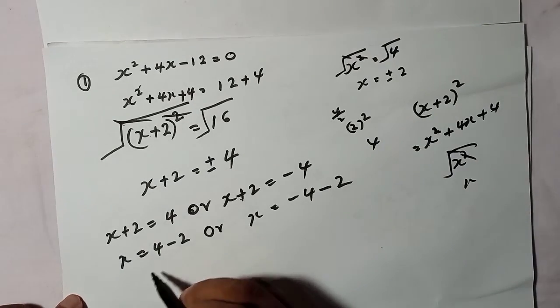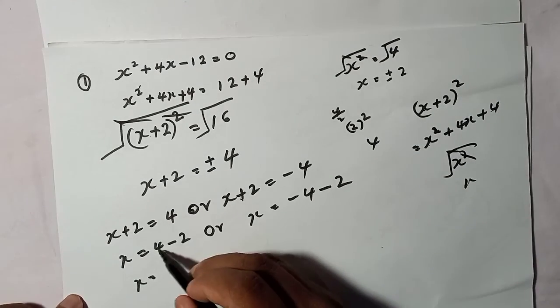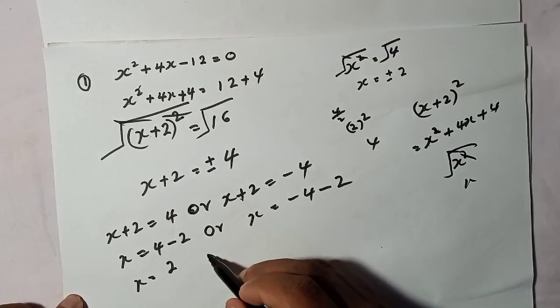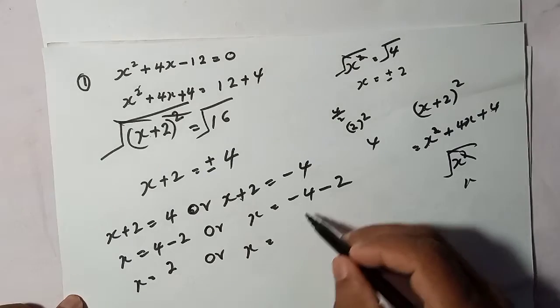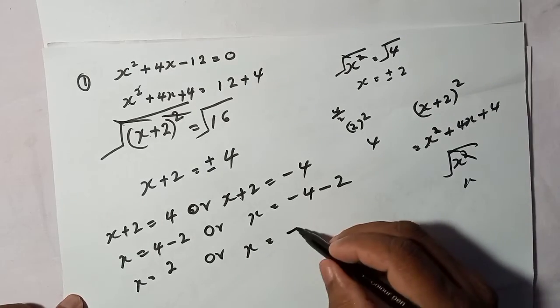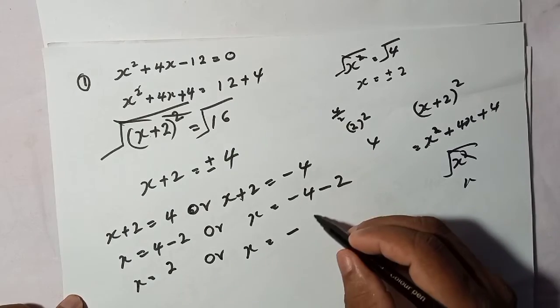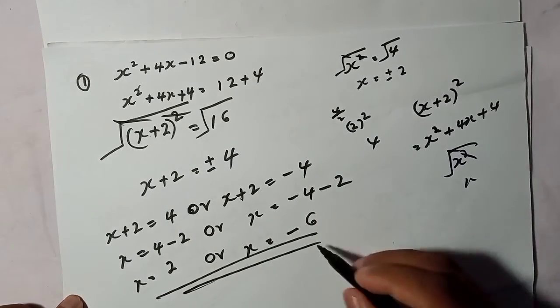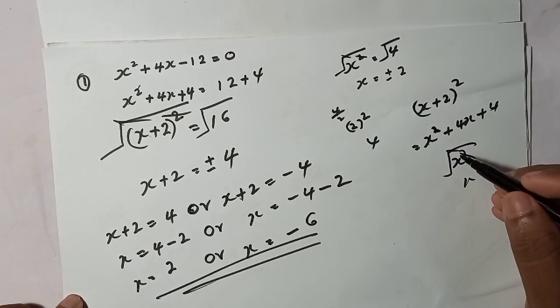Now what will happen here? x equals 4 minus 2, which means 2, or x equals minus 4 minus 2, which is the same sign, so put the same sign and sum: 4 plus 2 means 6. So this is the answer, right?